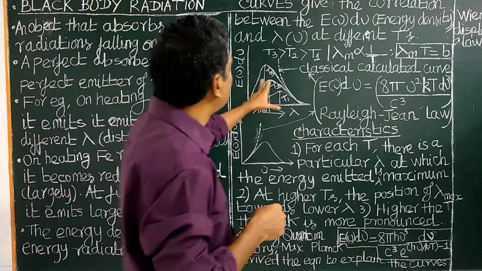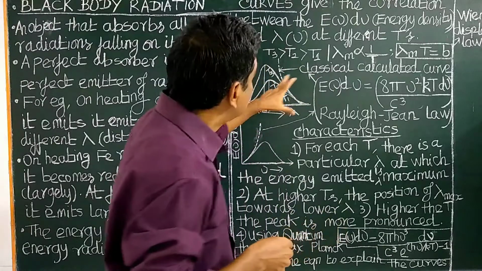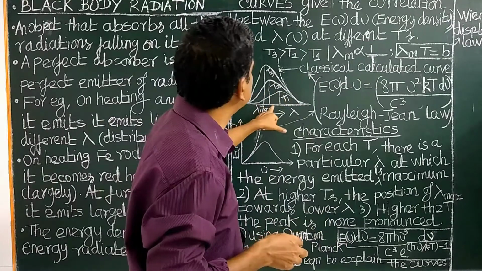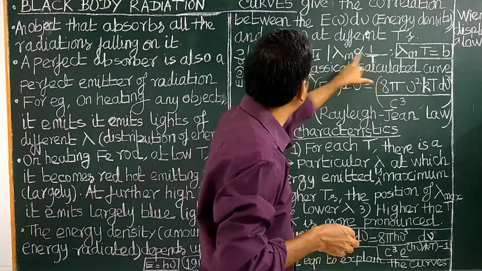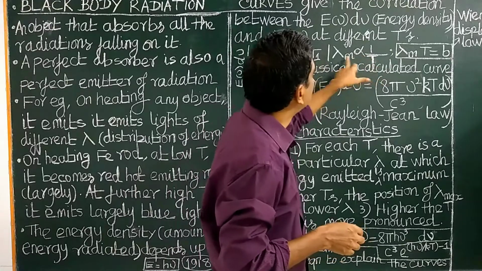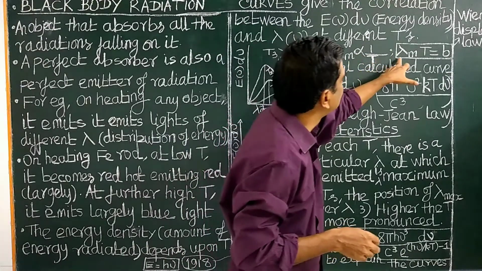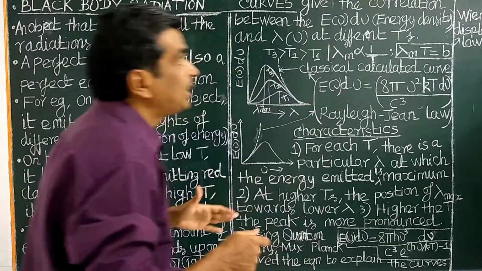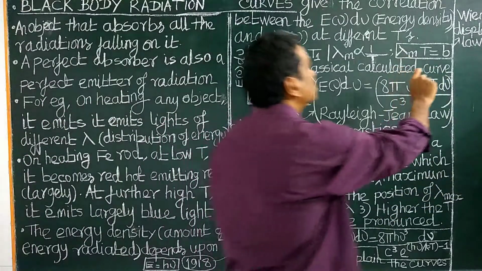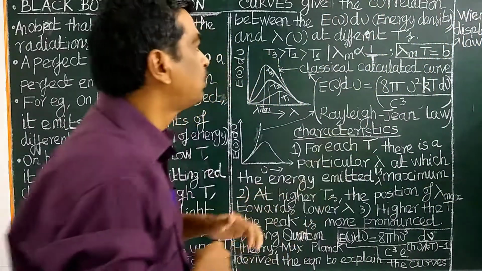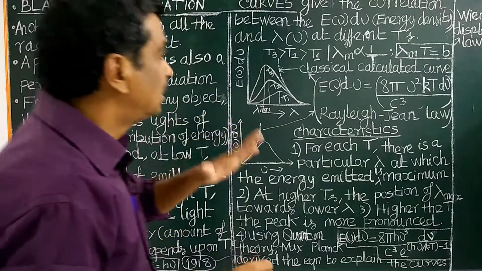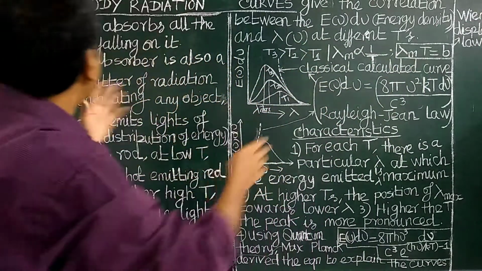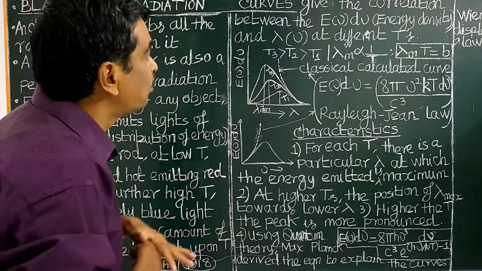Now let us describe the curve. As you see, lambda max is decreasing with the increase in temperature. Therefore, lambda max is inversely proportional to temperature. Lambda max T equals b, where b is called the proportionality constant. This relation was obtained by Wien, called Wien displacement law. He was awarded the Nobel Prize for describing the black body radiation curves, the experimental curves.